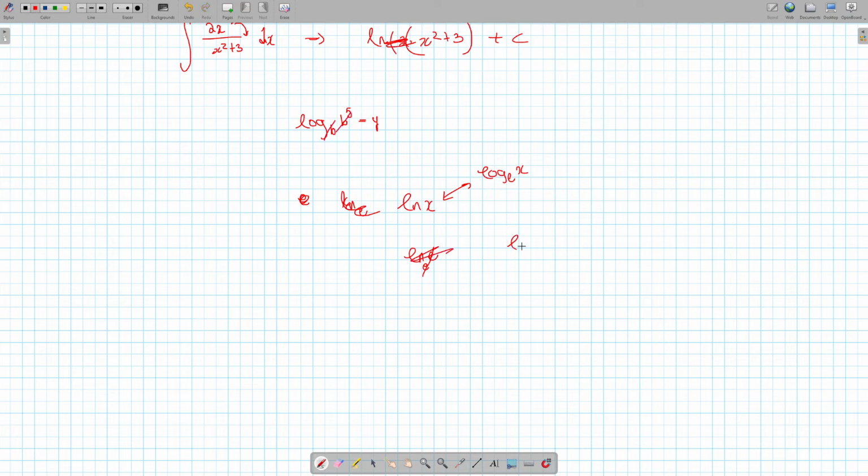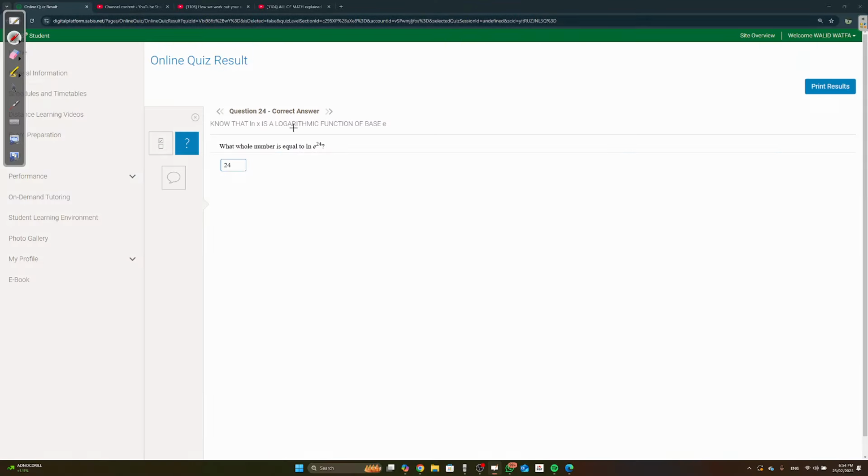Same thing with ln. Ln is basically log base e, but this e is hidden. We don't write it, so we just write it as ln. So if I write ln e to the power 5, the answer is 5. Why? Because there's this hidden e that gets cancelled, and you get 5. So when I say ln e to the power of 24, the e's will cancel, and you're going to be left with 24.